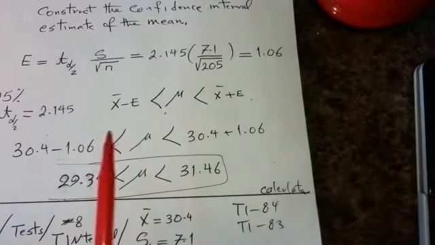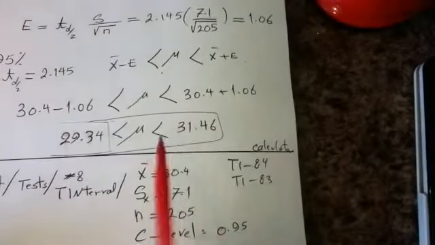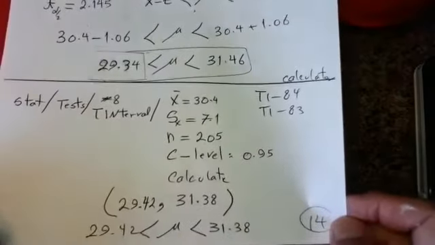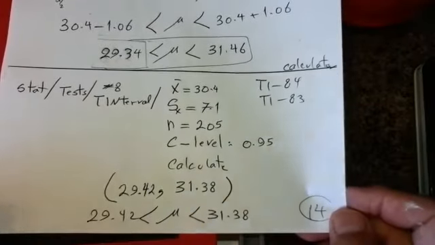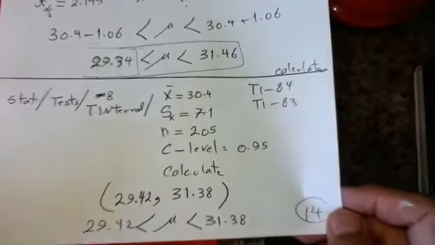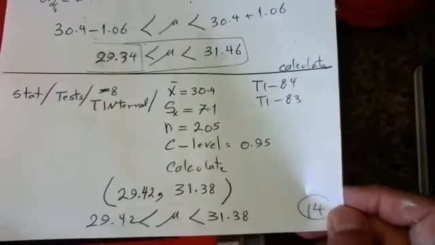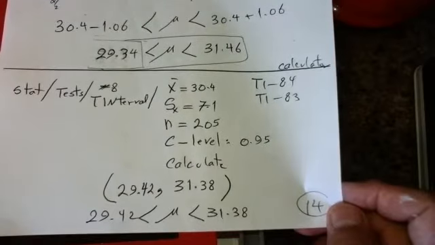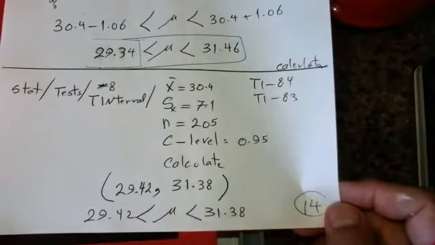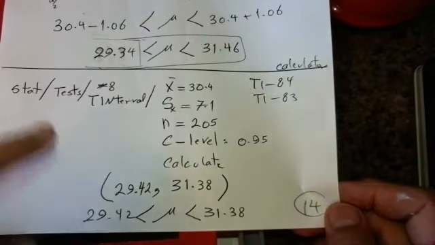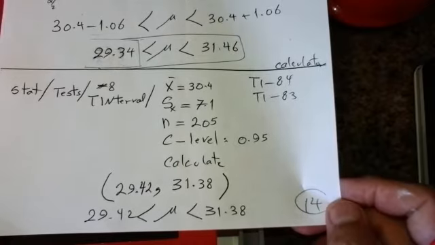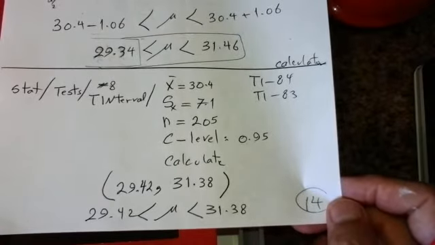Sample mean plus E, sample mean minus E. That'll give you the interval. Now, if I want to use the calculator, I'll also show the calculator here too. Go to stat, test number 8, input this information. The calculator will give you numbers very close to that. See, they're very close. Here, 3146, this is 3138, 2942, 2934. Obviously, the calculator is more exact than hand calculations.